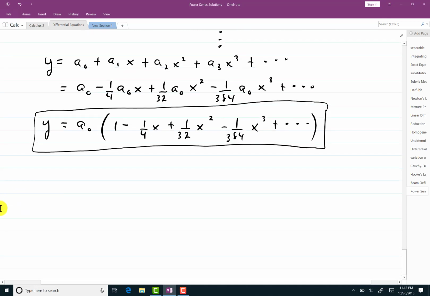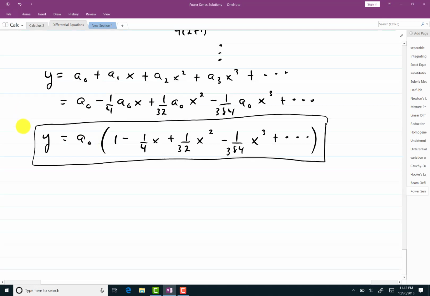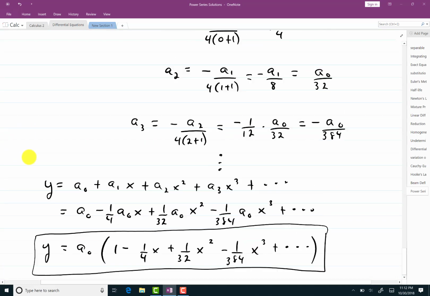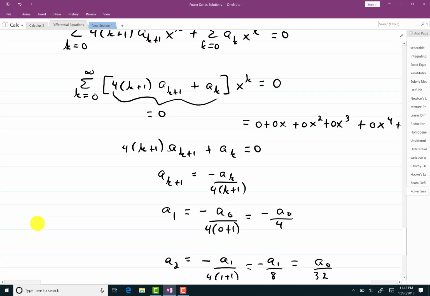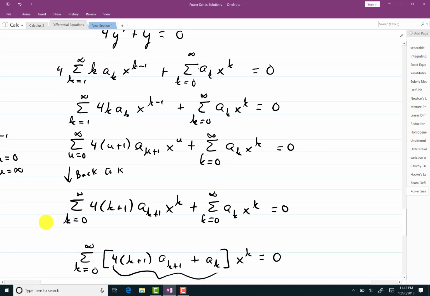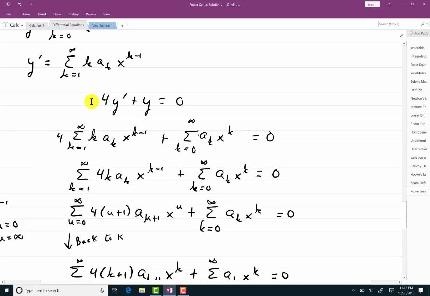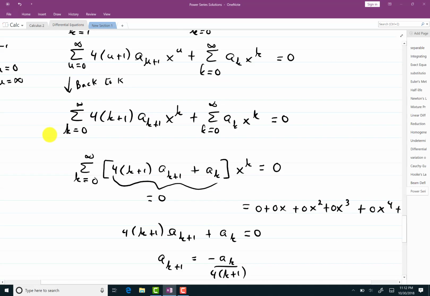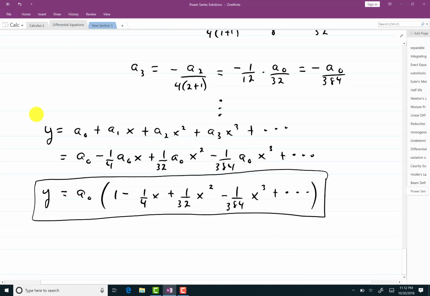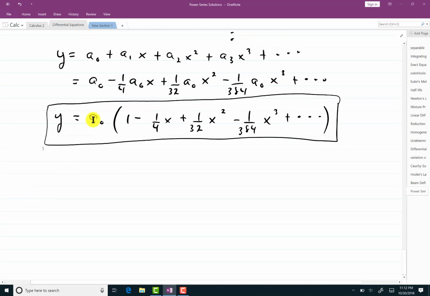Notice here that the only thing we don't know is a sub 0. A sub 0 works as our constant in these problems. And you should know, let me go back to the original problem, that when you're solving a differential equation of order 1, like this one here, you'll get one constant. If the order was 2, you'd get two constants, and so on. So we know we should only have one constant, and indeed that is true. Right there it is, a sub 0.